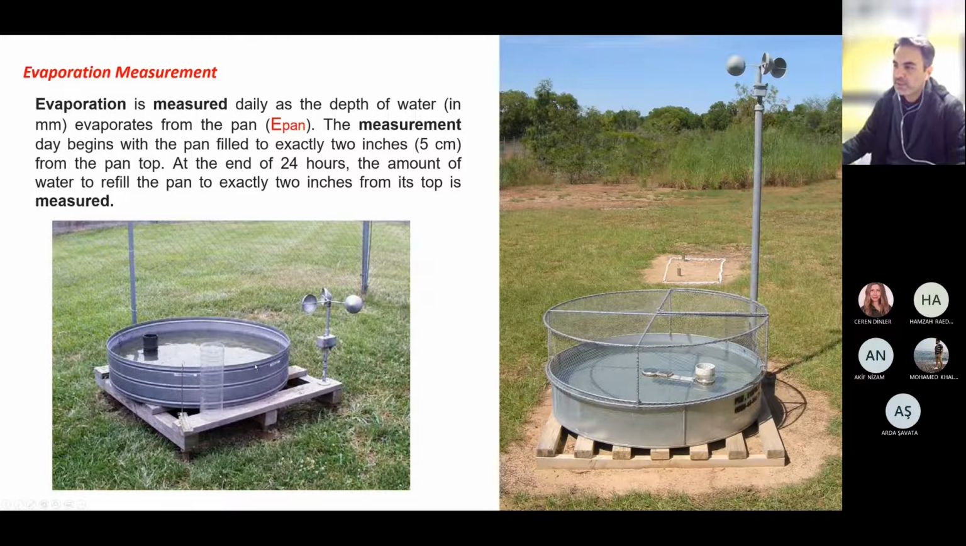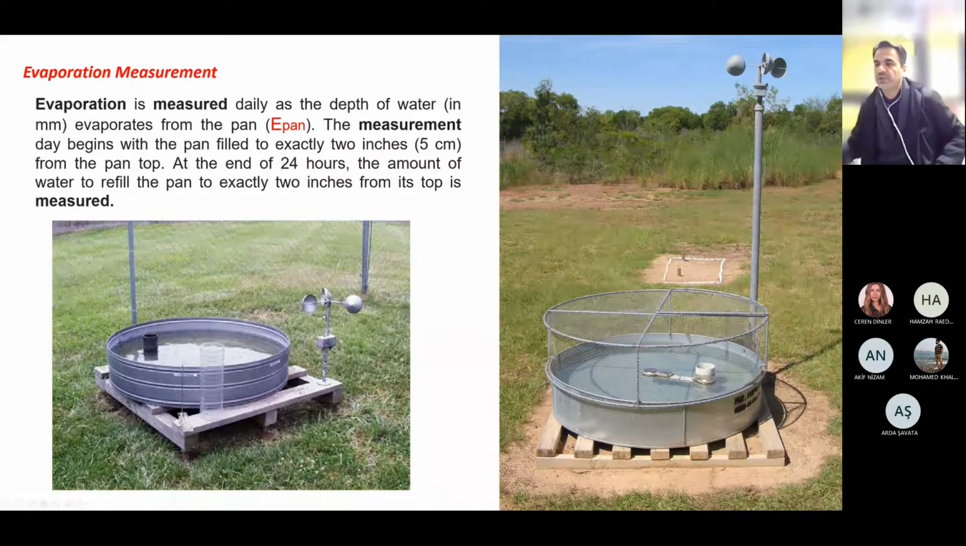Here you see that we have a class A pan, which is a standard pan used in the entire world to measure the real value of evaporation from this pan. Here we have an instrument to measure wind. You see here also with this instrument, it is called an anemometer, to measure the wind speed.